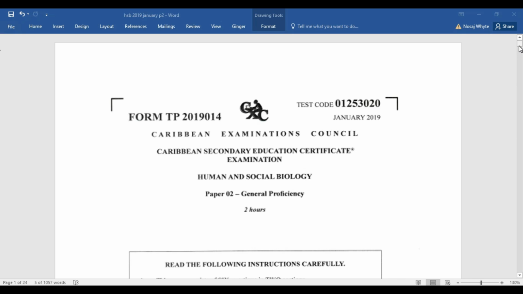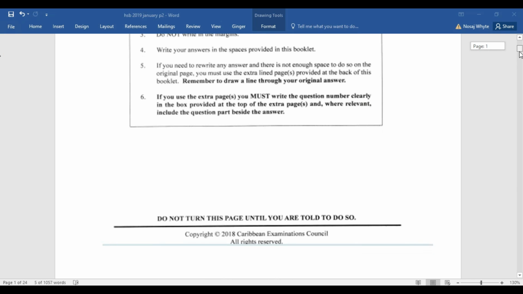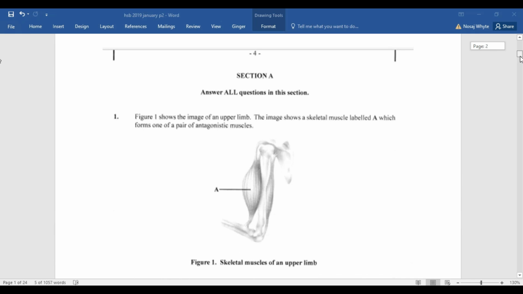So for those persons who are seeing a paper for the first time, usually it looks something like this with the instructions there, and you have to follow and of course get ready for the exam. Section A. Answer all questions in this section. Figure 1 shows the image of an upper limb. The image shows a skeletal muscle labeled A, which forms one part of course, the antagonistic muscle. Now, antagonistic muscles are usually opposing each other. So let us look at what the question is asking for here.